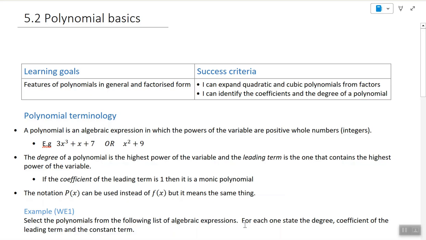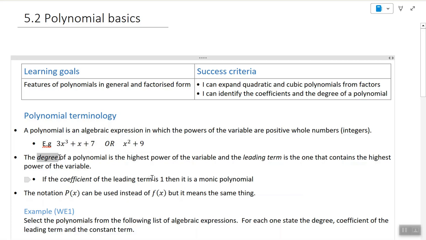So here's an example of a polynomial. 3x cubed plus x plus 7. Another example, x squared plus 9. These are both polynomials. A polynomial has a degree.